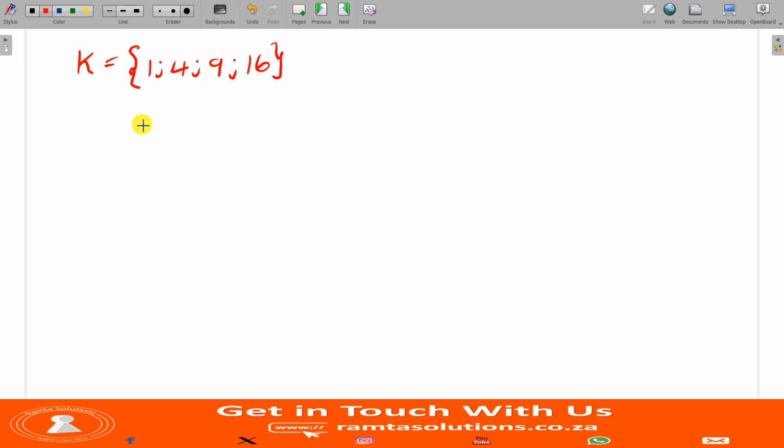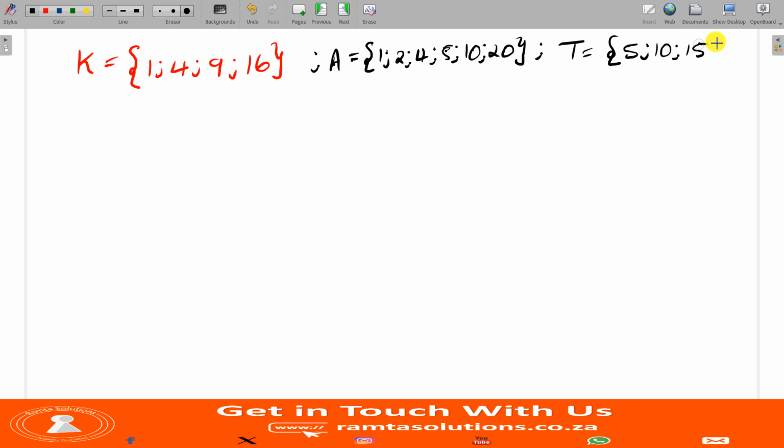Now, the Venn diagram that we are going to draw is this. Because I'm here, let me remind myself. We said Anati was 1, 2, 4, 5, 10, and 20. And Tiamo, you were 5, 10, 15. Now, let's draw our Venn diagram. So here it is.